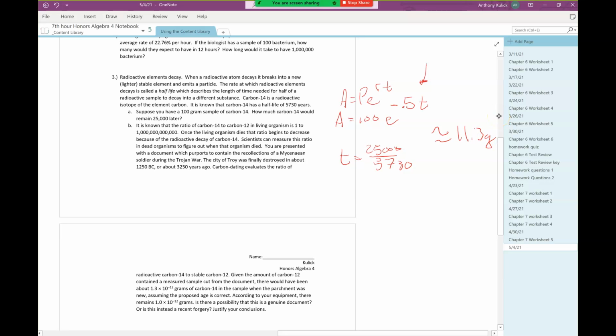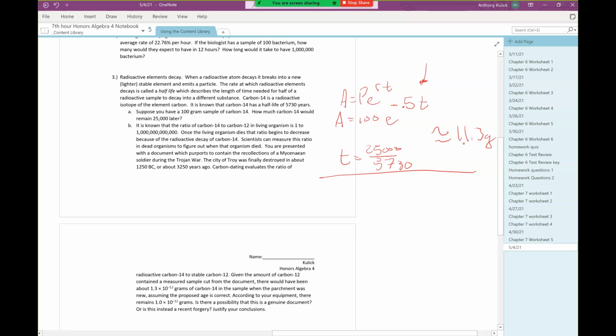It is known that the ratio of carbon-14 to carbon-12 in living organisms is 1 to, I don't know, what's that, a trillion? Once a living organism dies, that ratio begins to decrease because of the radioactive decay of carbon-14. Scientists can measure this ratio in dead organisms to figure out when the organism died.